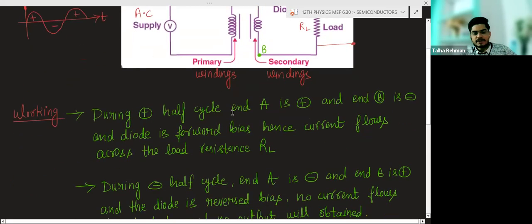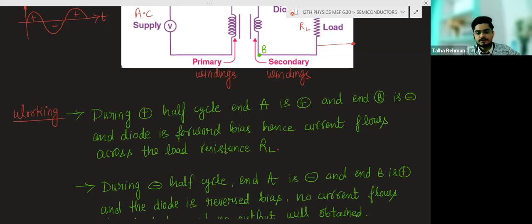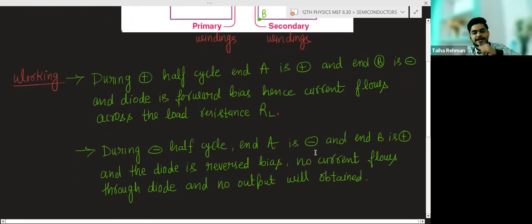Working: during the positive half cycle, A is positive and B is negative, and the diode is forward biased, hence current flows across the load resistance RL. During the negative half cycle, A is negative and B is positive, and the diode is reverse biased, so no current flows through the diode and no output will be obtained.